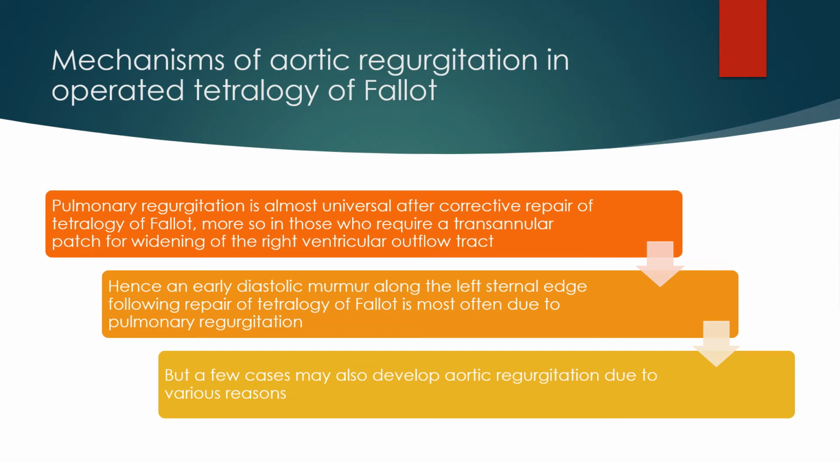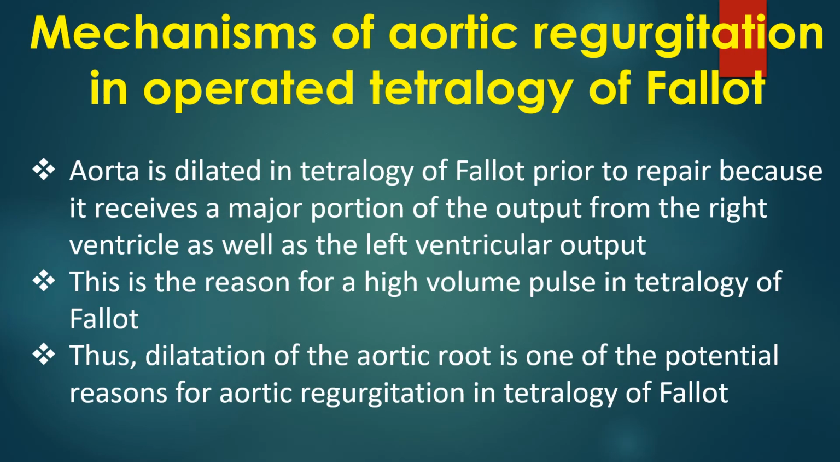Hence, an early diastolic murmur along the left sternal edge following repair of tetralogy of Fallot is most often due to pulmonary regurgitation, but a few cases may also develop aortic regurgitation due to various reasons. Aorta is dilated in tetralogy of Fallot prior to repair because it receives a major portion of the output from the right ventricle as well as the left ventricular output. This is the reason for a high volume pulse in tetralogy of Fallot. Thus, dilatation of the aortic root is one of the potential reasons for aortic regurgitation in tetralogy of Fallot.